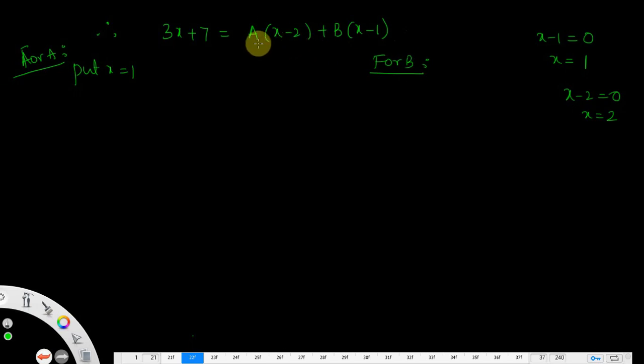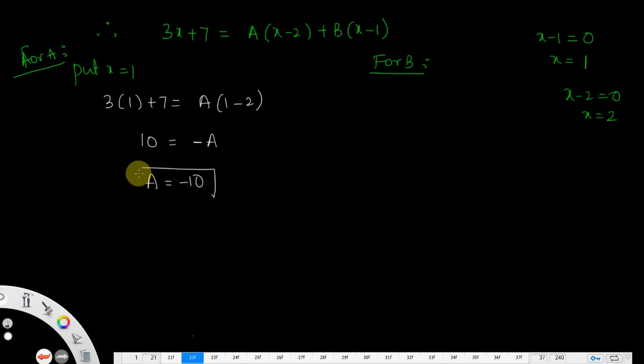For the value of b, x minus 2 is made 0. That means put x equal to 2 and substitute. Then a will be closed, its value becomes 0, and we can get b. So substitute in the expression. Put x equal to 1. Then 3 into 1 plus 7 equals a into 1 minus 2. That is 10 equals minus a. Then a equals minus 10. This is the value of a.